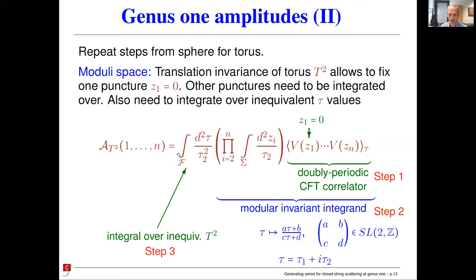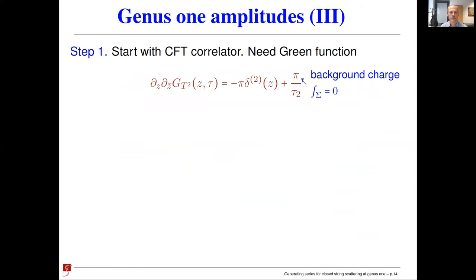So we've broken up the problem of computing the scattering amplitude at genus 1 into these steps. First we need to get the CFT correlator, then we have to integrate over the punctures, and finally we have to integrate over the tori. Let's start with the correlator.